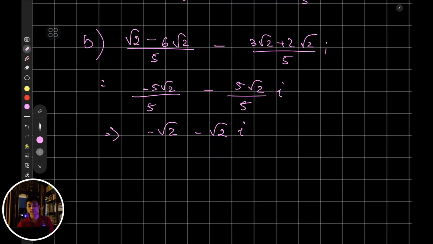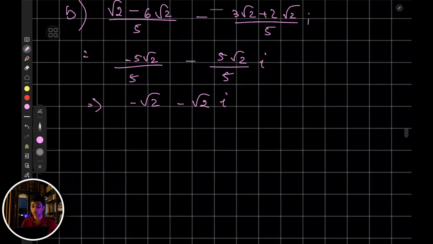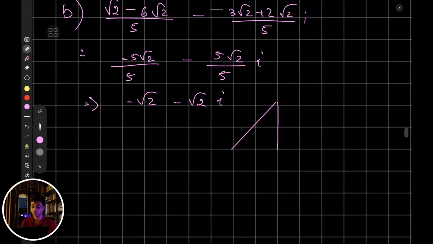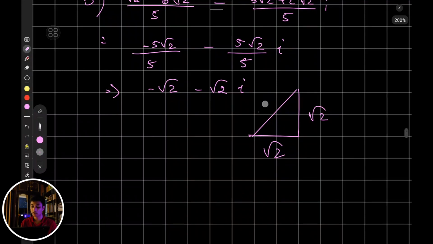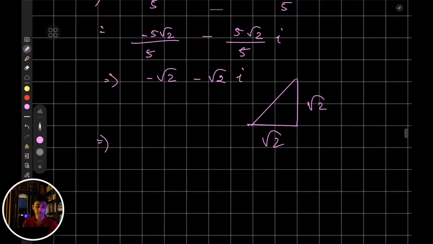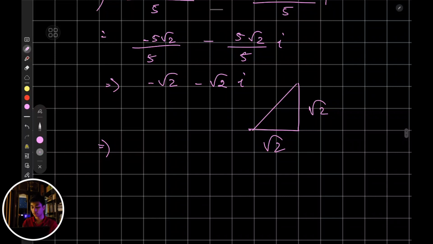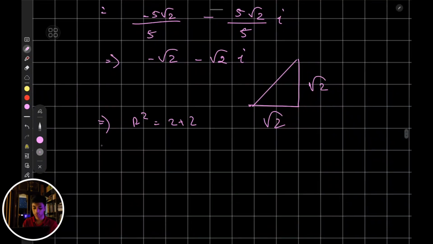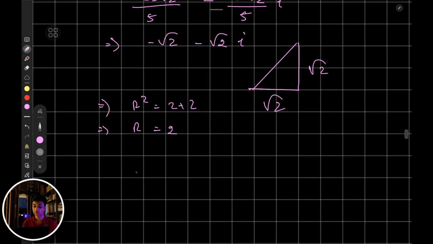Okay, so this is the expression that we received. Now this is a complex number, so you know this is the x and this is the y. You can draw a diagram if you wanted. So this is root 2, this is root 2, and this is r, the magnitude. You need to find r, and r is 2. Now you find theta.